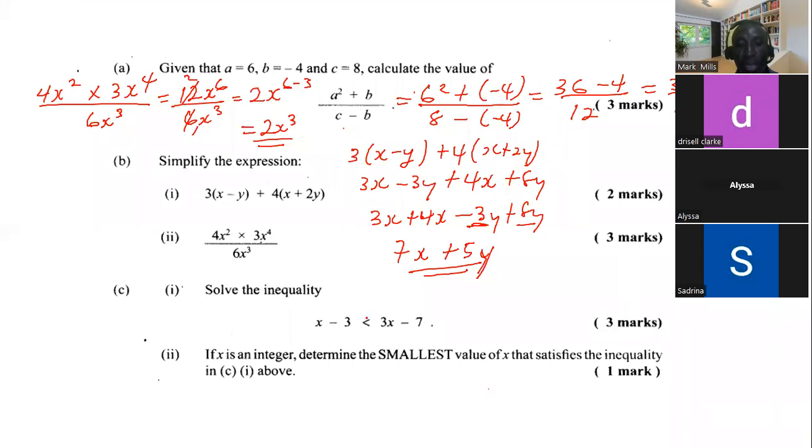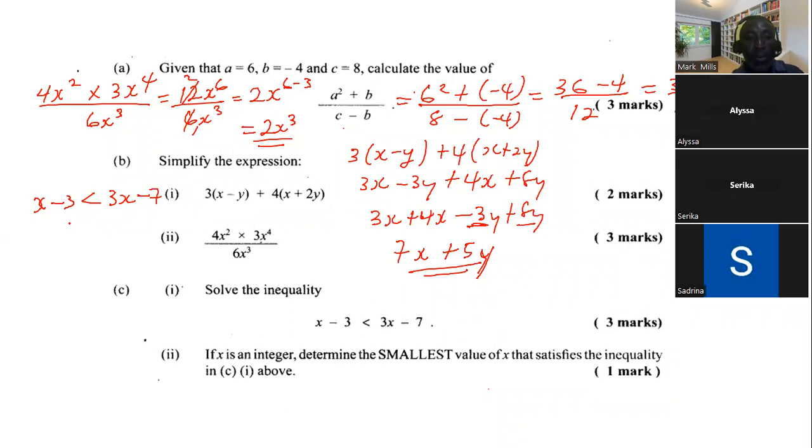x minus 3 less than 3x minus 7. What will I do? So I have x minus 3 less than 3x minus 7. Sir, would you turn the less than sign into an equal sign? No, not right now. We have to group them first, right? So first, we are going to move the 3 and put it behind the less than sign.